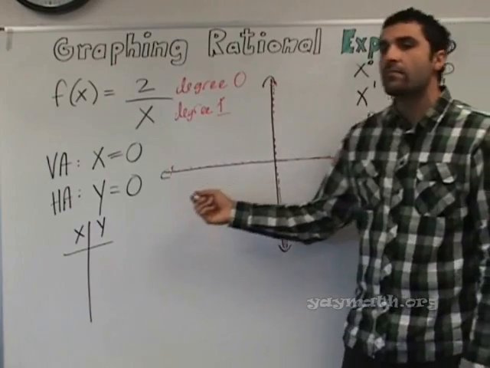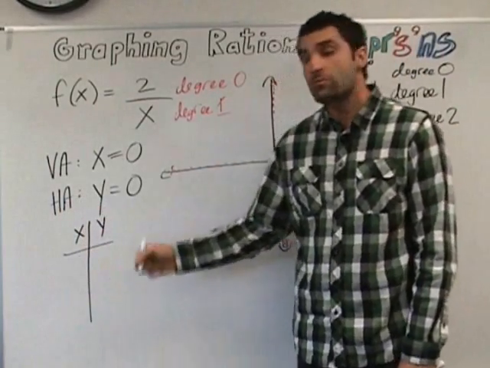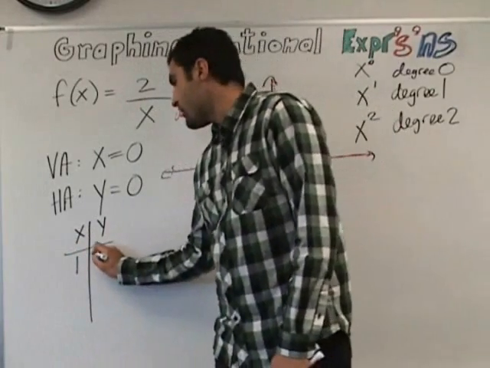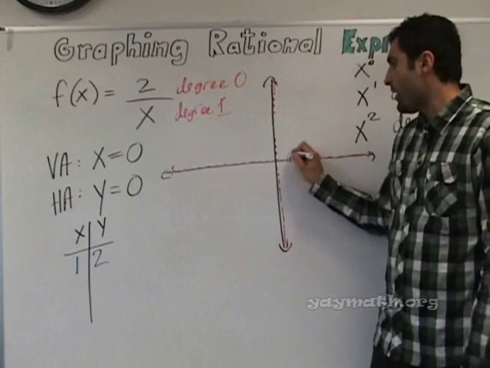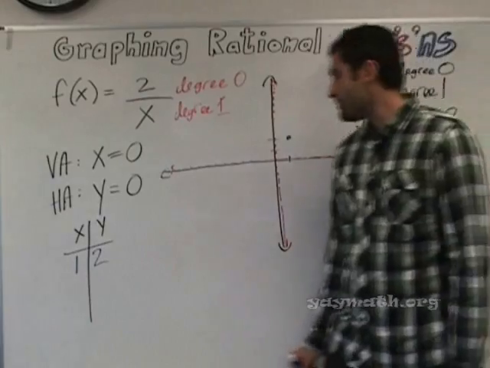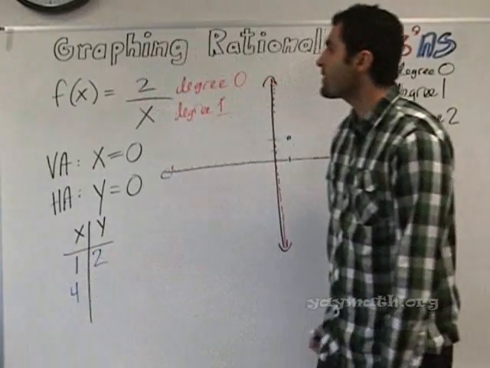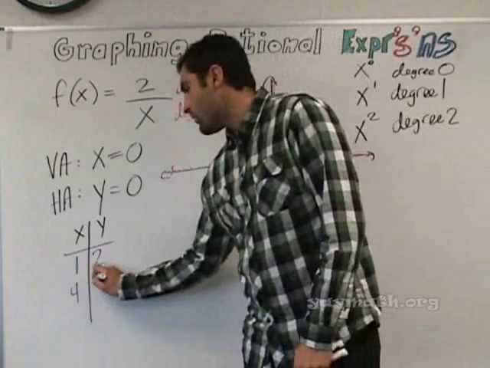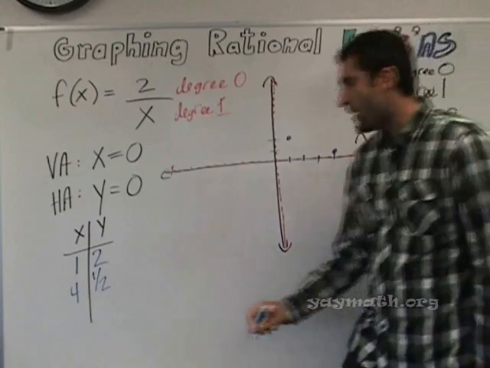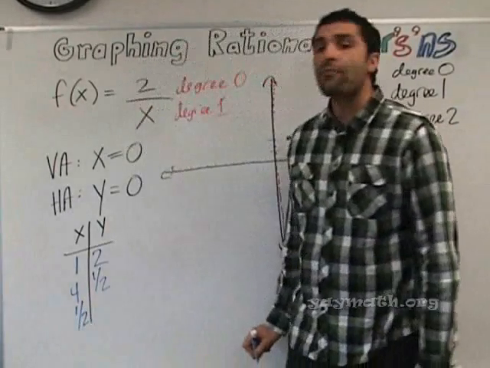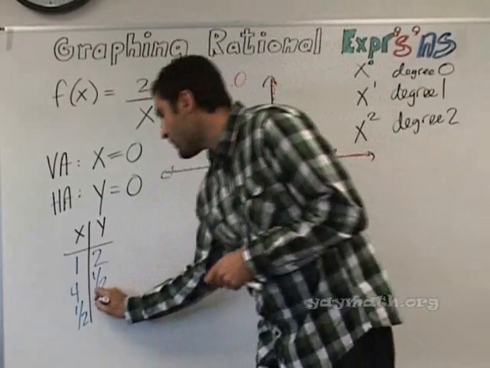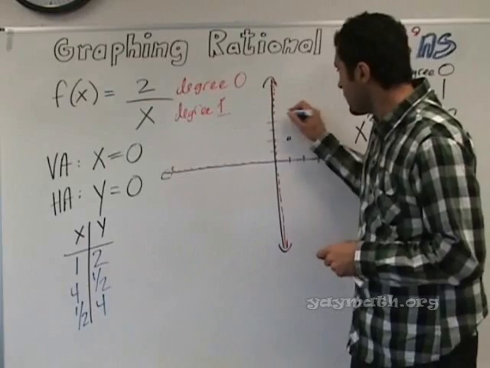So give me some points. Can x be 0? No. Oh, wait, 1. 1 is good. When x is 1, y is 2. Graphing it: 1, 2. How about when x is 4? When x is 4, y is 2/4, which is 1/2. And let's do 1/2. When x is 1/2, y is 4. Good job. 2 divided by 1/2 is 4. Nice. So 1/2, 4 would be here.